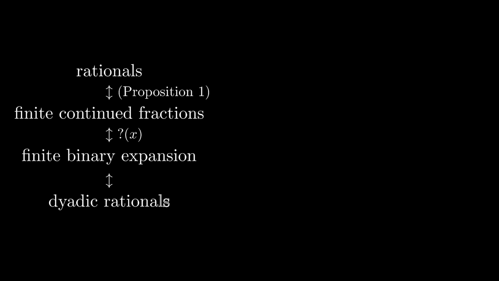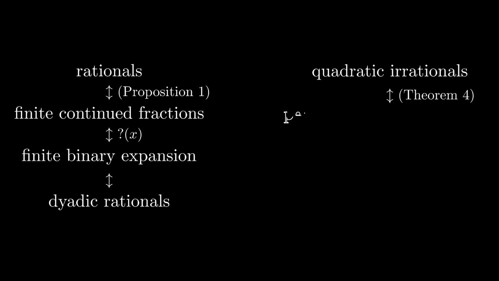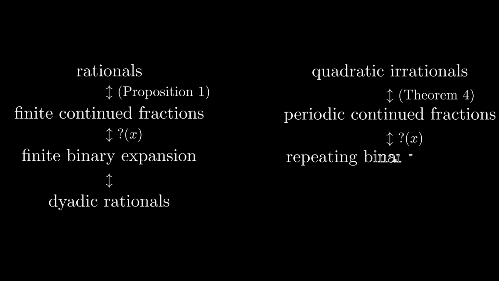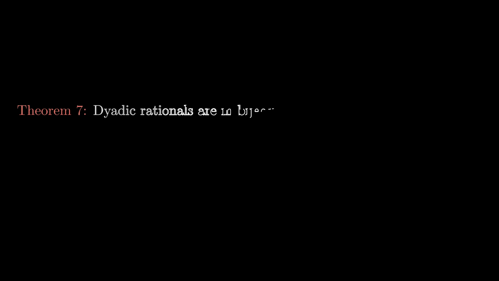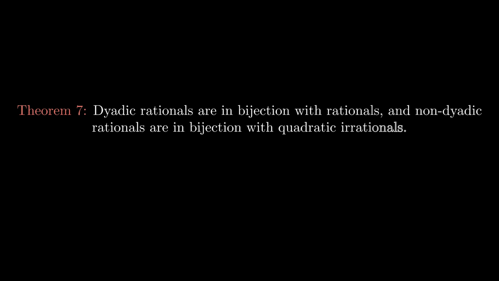With this, we can look at Minkowski's function again. Since a rational number has a finite continued fraction, this would correspond to a finite binary expansion under Minkowski's function, and so rational numbers are in bijection with dyadic rationals. Similarly, since quadratic irrationals have eventually periodic continued fractions, these correspond to binary expansions which are eventually repeating, which are exactly non-dyadic rationals. Of course, rationals are countable, so non-dyadic rationals are countable, and hence quadratic irrationals are countable.